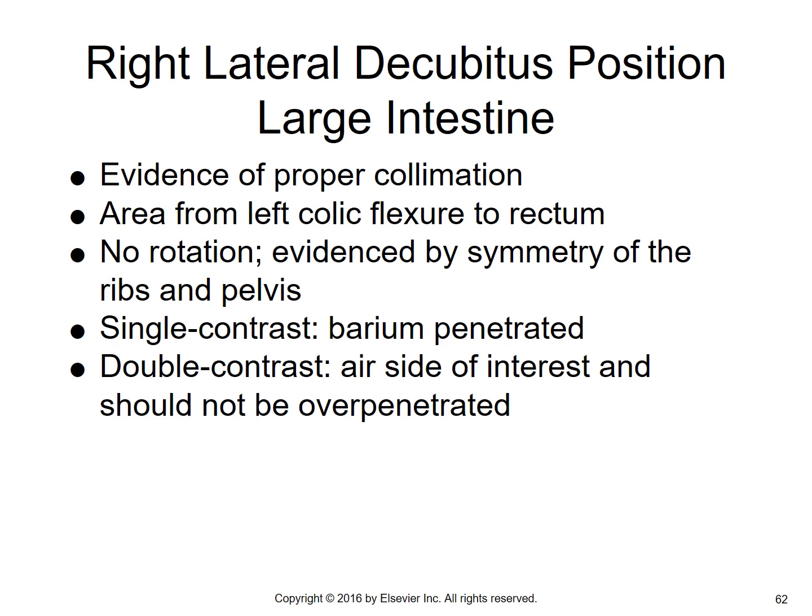Let's move on to the decubes then. Finally, the right lateral decubitus position, evidence of proper collimation. You want to see the area from the left colic flexure to the rectum. It's a lateral decube, so you don't want rotation. And this can be evidenced by symmetry of the ribs and the pelvis. Single contrast, you want to make sure you penetrate through that barium. Double contrast, air side of interest should not be over-penetrated.